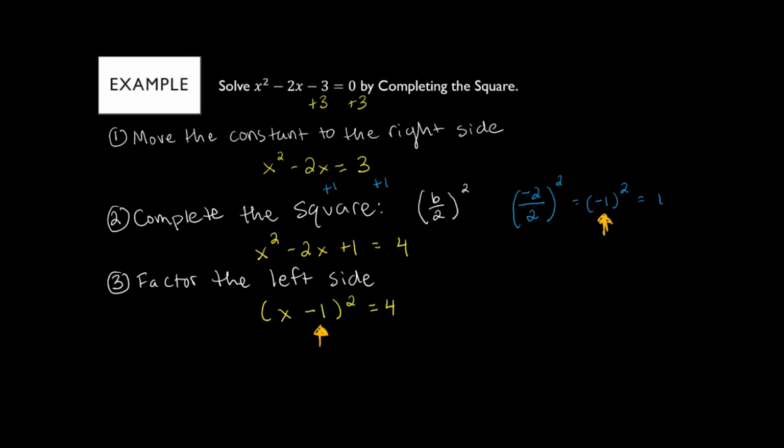So I'm running out of room, so I'm just adding some blank slides to make sure I have enough space. Okay, so we've done all of that. Step 4 is to solve using the square root property. So that's where we're actually solving.